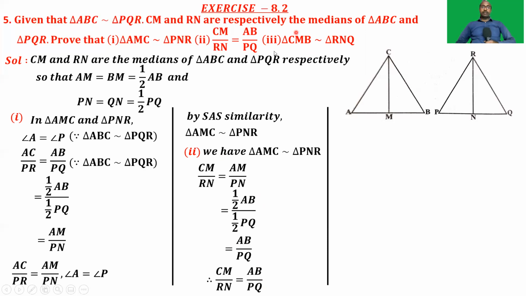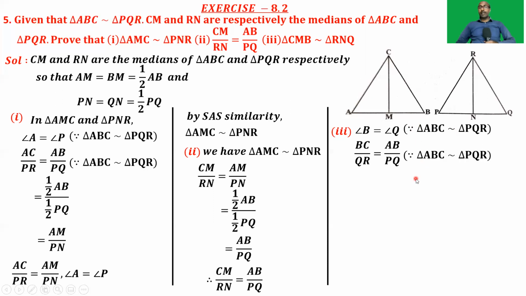Now, third one. In triangles CMB and RNQ, angle B is equal to angle Q, because they are corresponding angles. And also BC by QR is equal to AB by PQ, because the ratio of corresponding sides is equal in similar triangles.